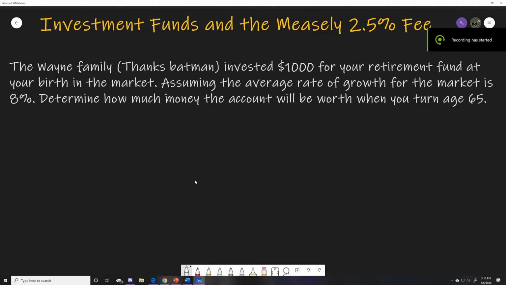Hey team, today I want to get into exponential and logarithmic functions, and we will start by looking at an investment fund and the measly 2.5% fee that the mutual fund system takes for managing your account. So let's take a look at this example.